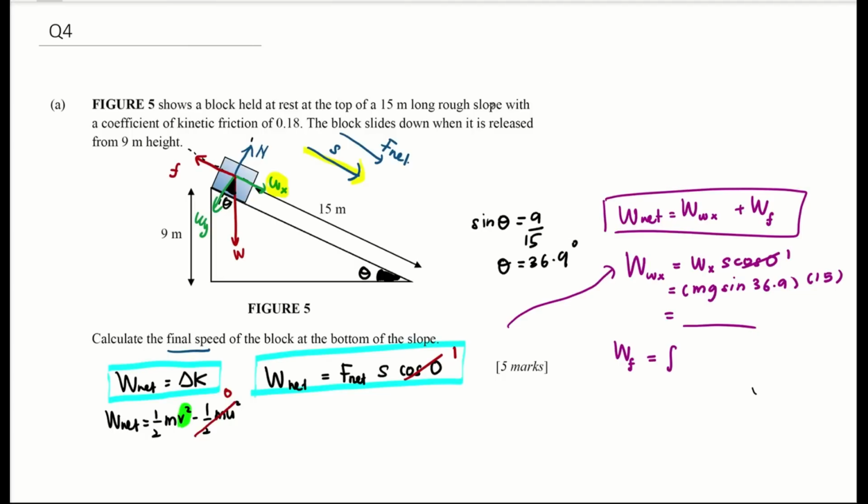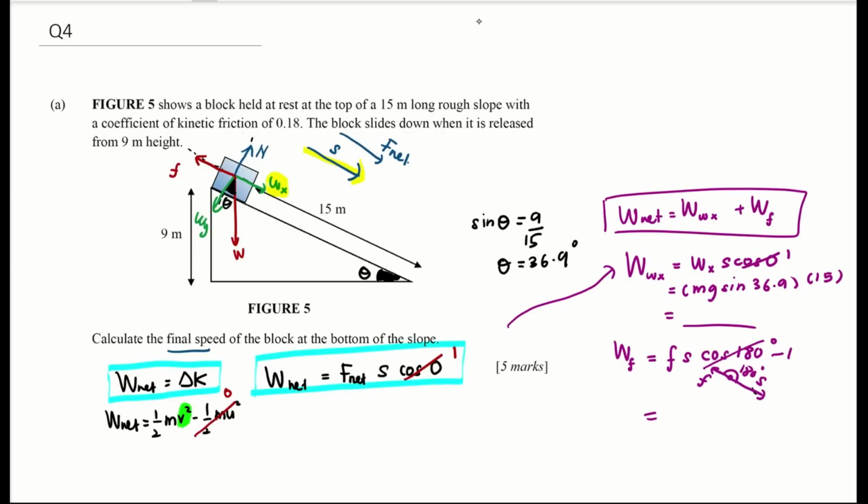You nak kira asing, dia akan jadi Fs cos 180 degree. Kenapa 180 degree? Sebab S is in this direction, tapi frictional force opposite direction. They are 180 degree. S turun ke bawah, tapi frictional force ke atas. So macam ini. Okay, so you akan dapat -1. Okay, this one is -1.